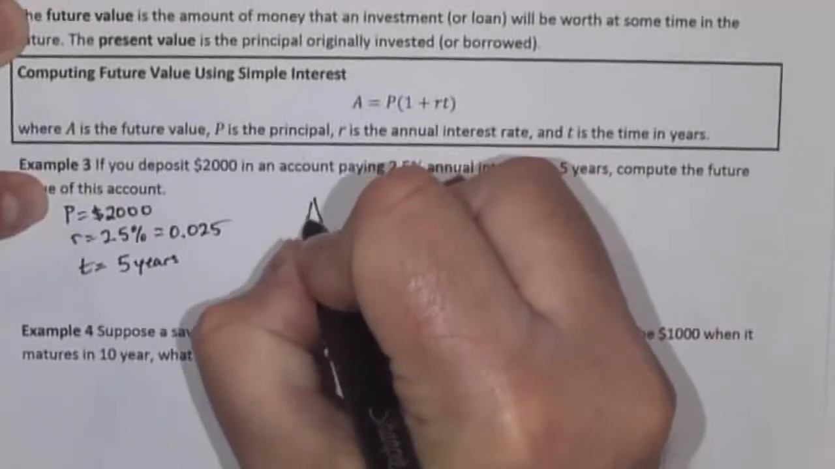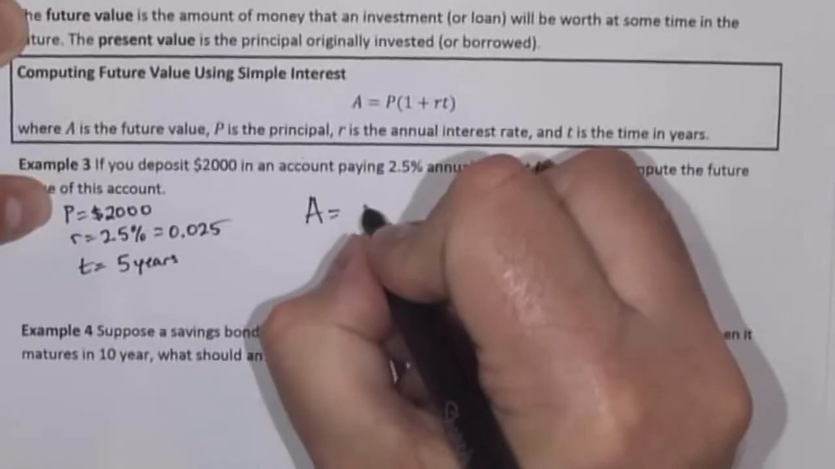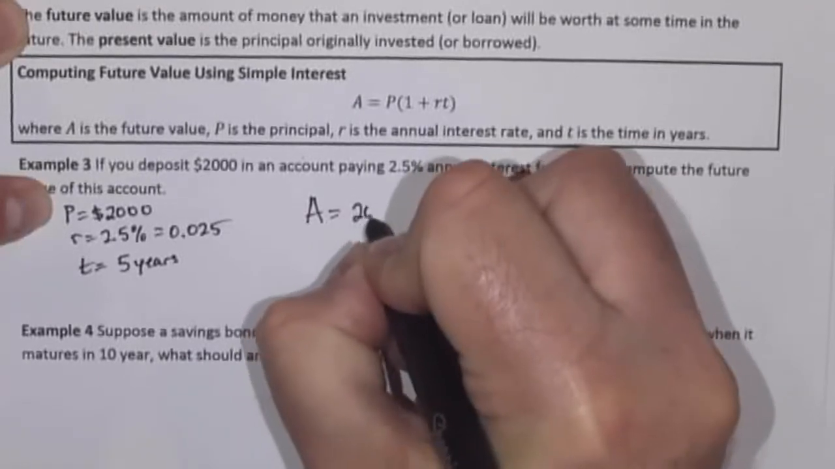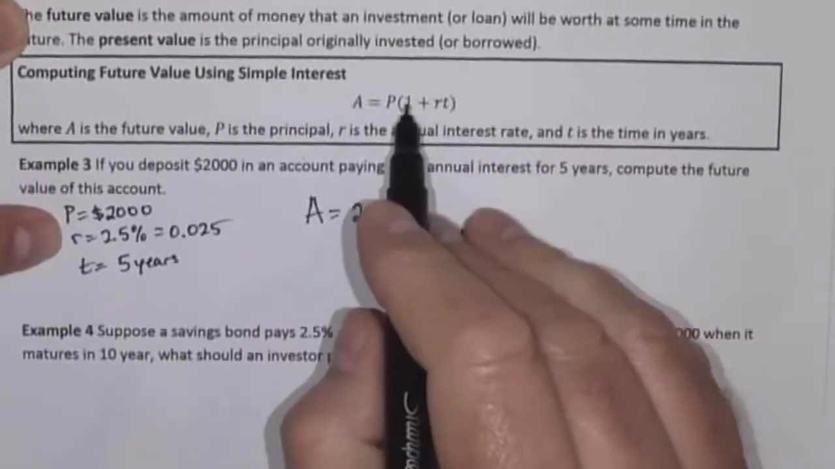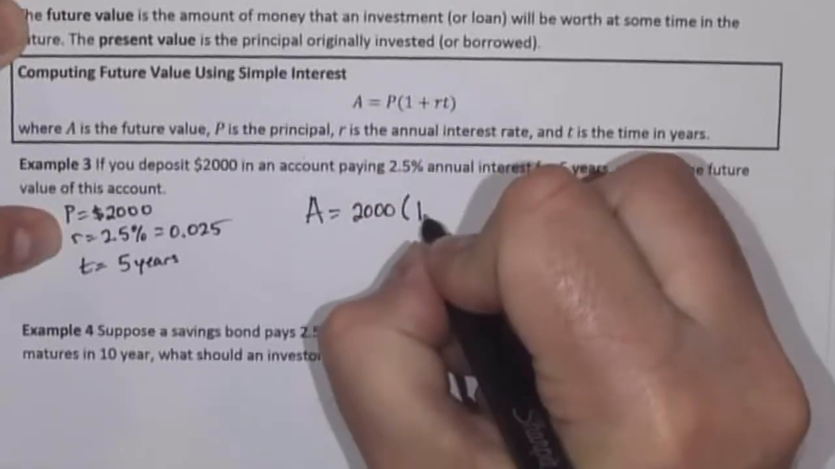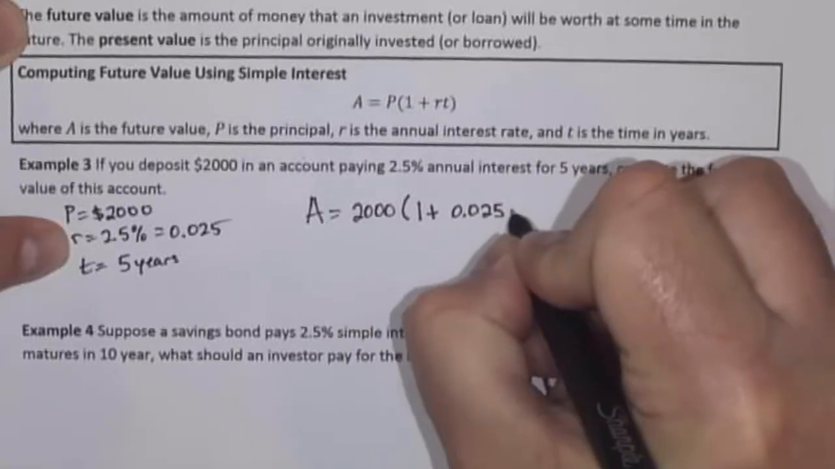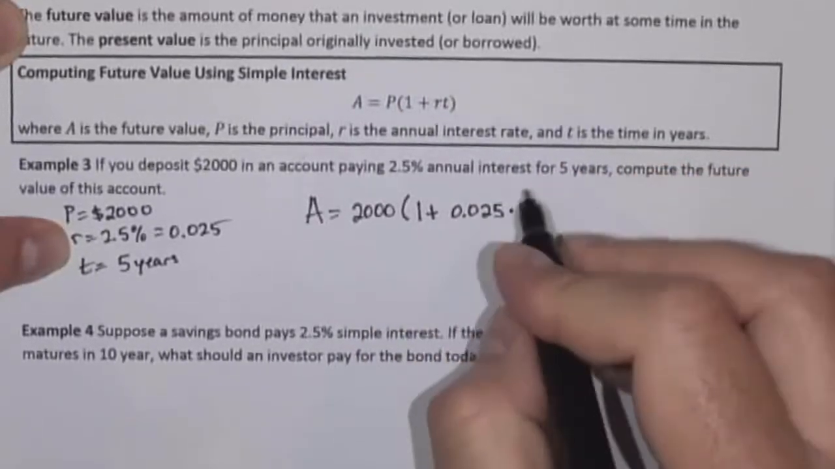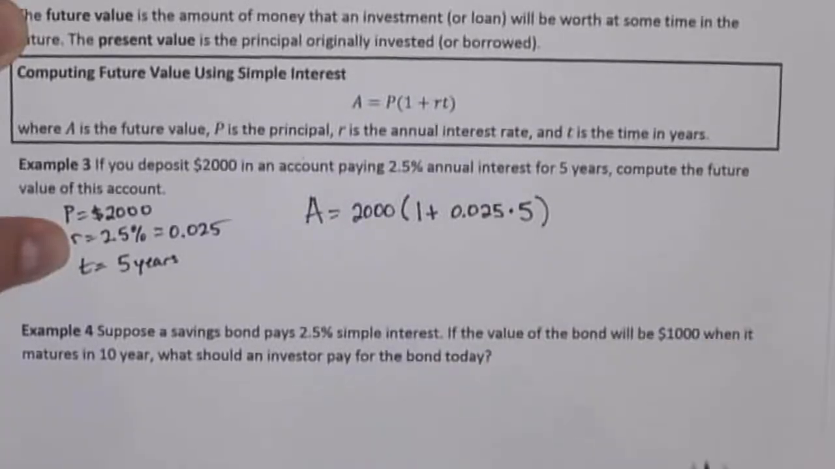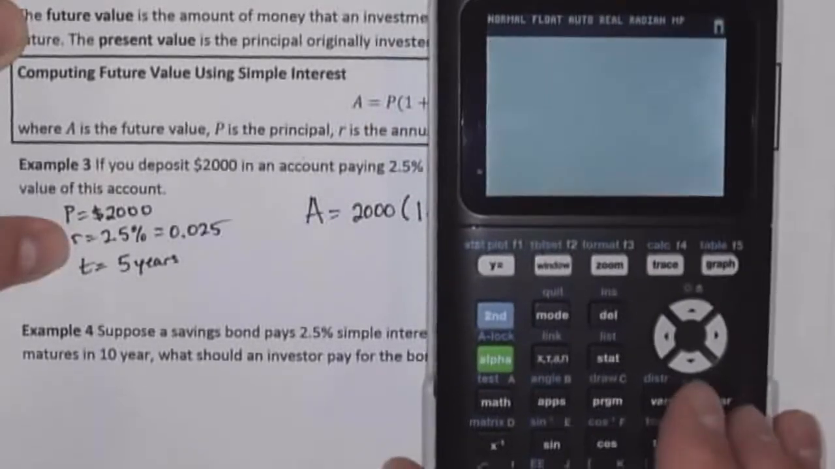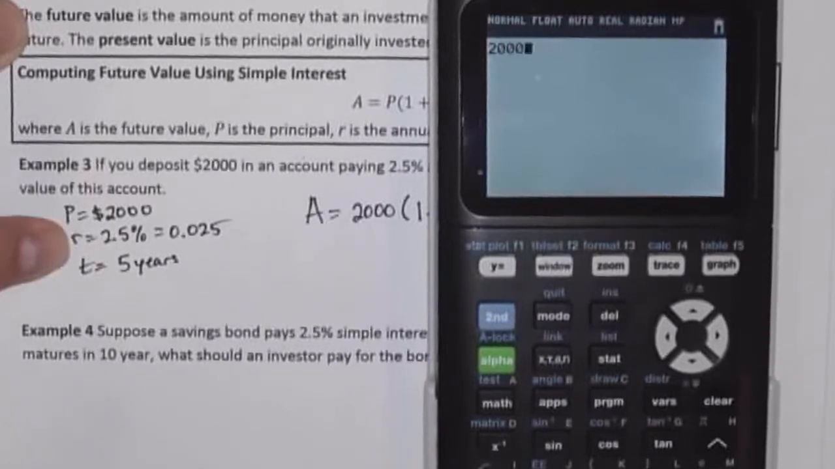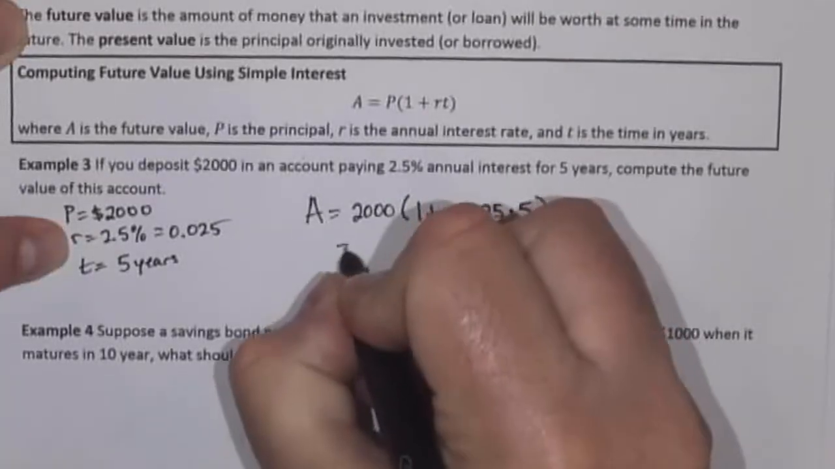So our future value, A, is going to equal our principal, which is $2,000, times, using my formula here, 1 plus my interest rate, which is 0.025, times time, which is 5, and that's it. So if I bring in my calculator, 2,000 times 1 plus 0.025 times 5, close parentheses, that is $2,250.